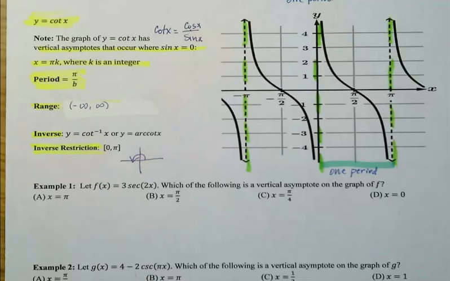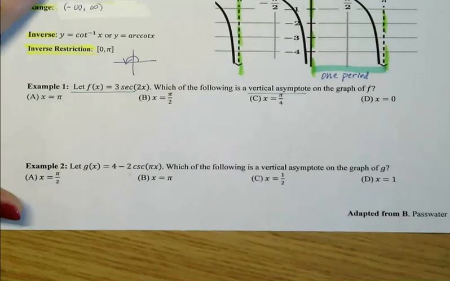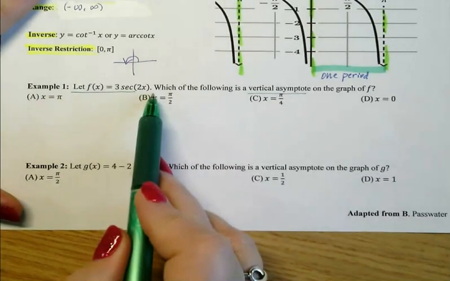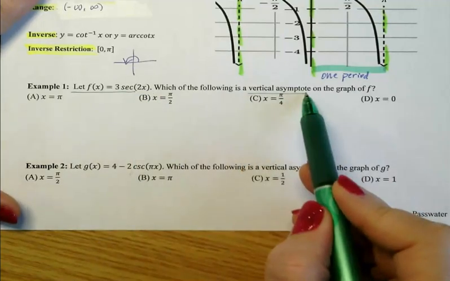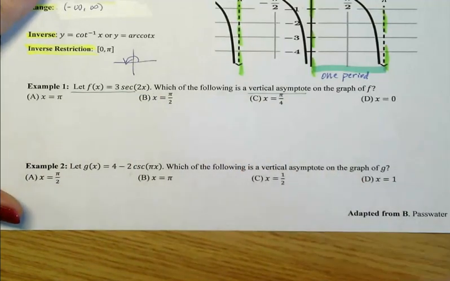And now we're going to use what we know about each function to answer a few questions, and then we will be through. We are going to do a little bit of calculator practice at the very end, but we're going to go through and make sure we can answer questions about vertical asymptotes and range and things like that. Okay, so for example 1, we can see that we have a function here. It's asking us which of the following is a vertical asymptote.